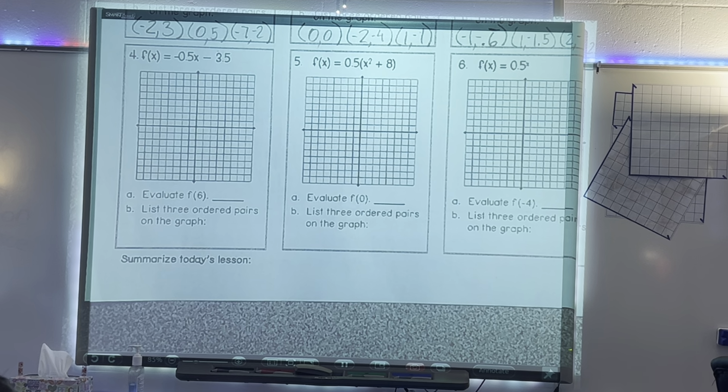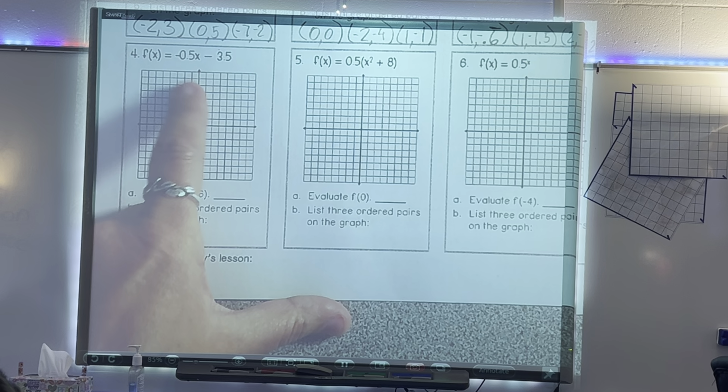What type of graph is it? It's going to be linear. Okay, it's in slope-intercept form, so it's going to be a linear graph, a straight line. We know that's what it should do, right? Alright, so go back to y equals, hit clear, and put your equation in there.